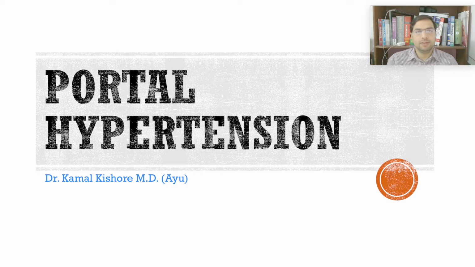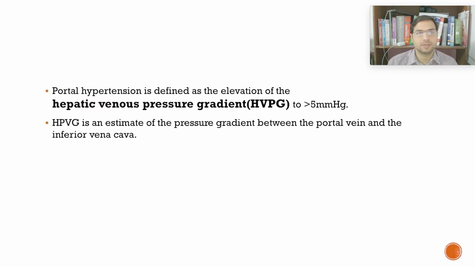So today we are going to talk about portal hypertension. Portal hypertension is defined as the elevation of the hepatic venous pressure gradient, HVPG, to more than 5 mm of Hg. Now, what is this hepatic venous pressure gradient? It is the difference in the pressure of the portal vein and the inferior vena cava.